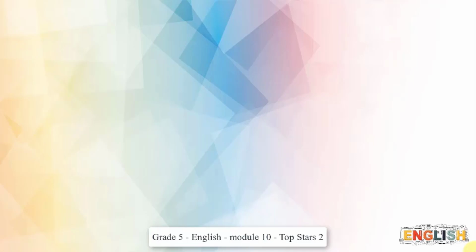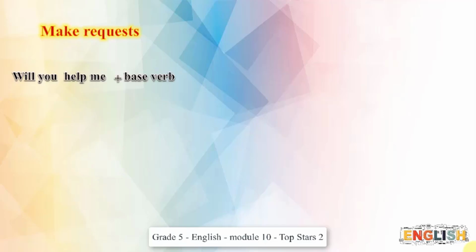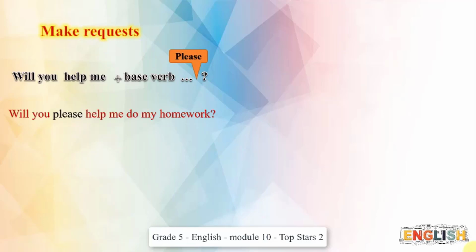Okay, let's review what we've learned now. To make requests, just say, will you help me? Then use the base form of the verb. And to show respect, or to make it more polite, use please right before the main verb, help, or at the end of the question. So you could say, will you please help me do my homework? Or, will you help me do my homework, please?